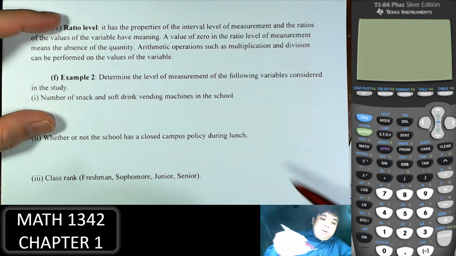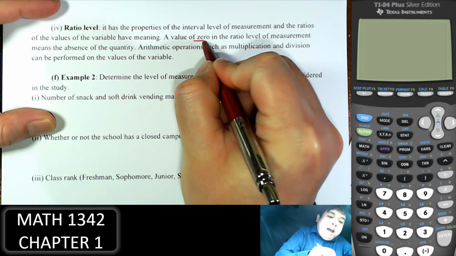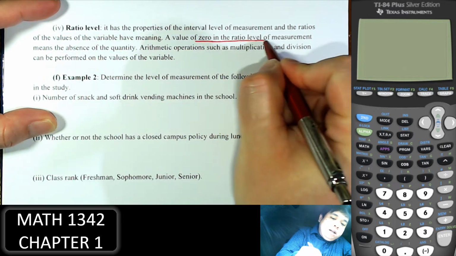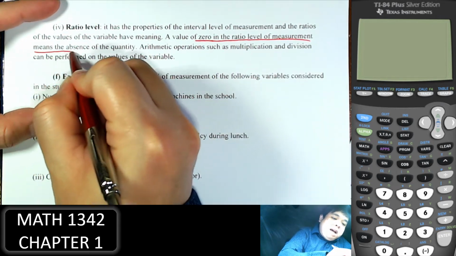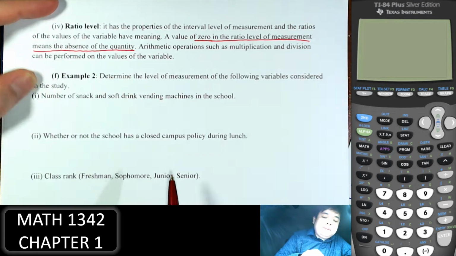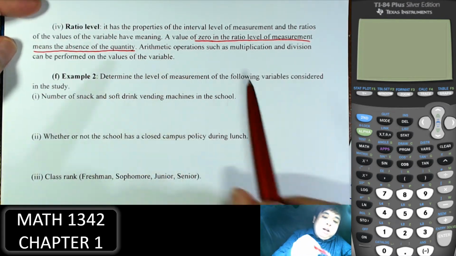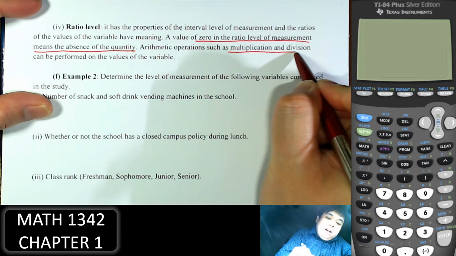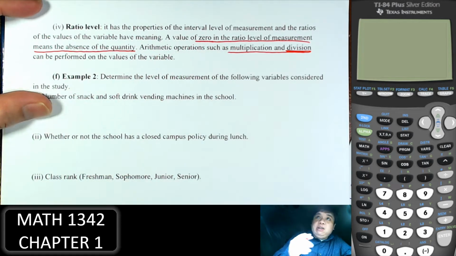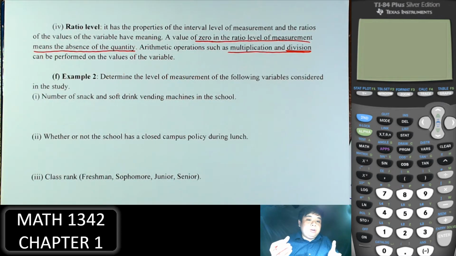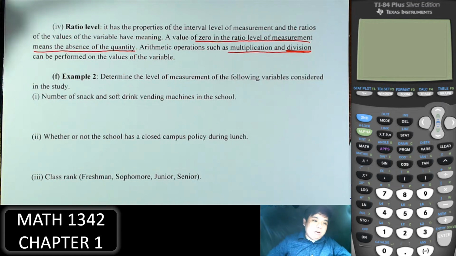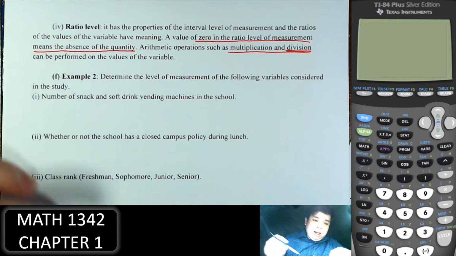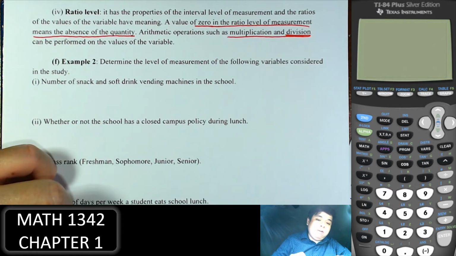So the ratio: first, the 0 has some meaning, meaning the absence of the quantity. With arithmetic operations such as multiplication and division, the reason we can divide them is that there's a ratio, and that's why we call it the ratio level. So let's go over some examples and see what type of level it is.